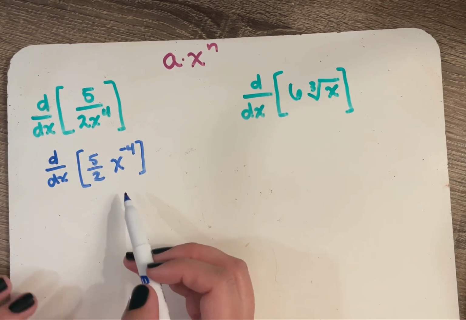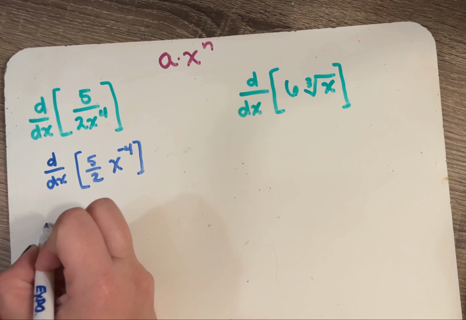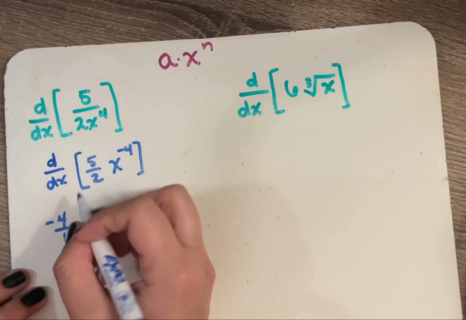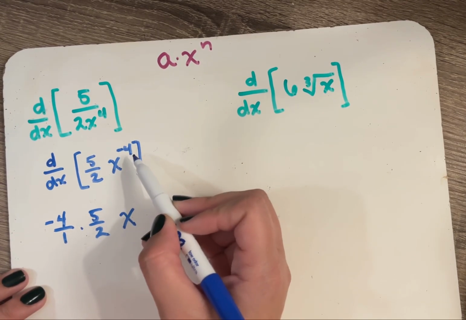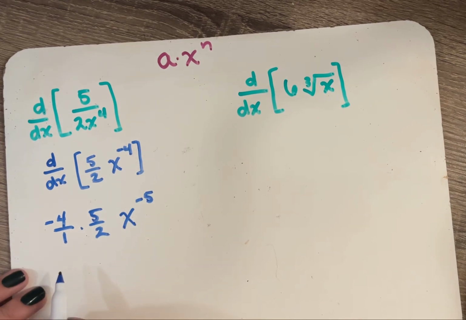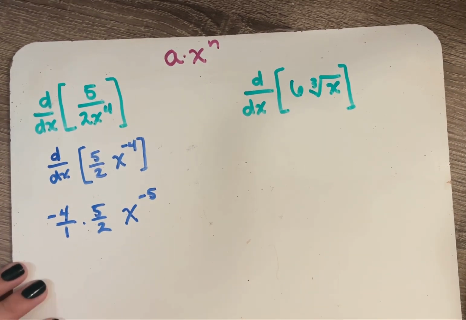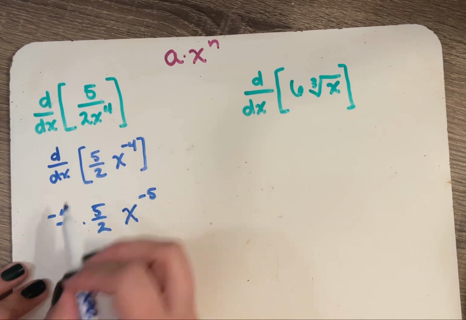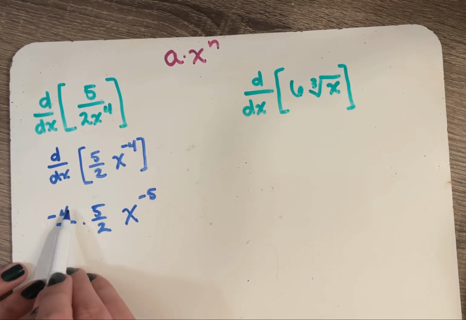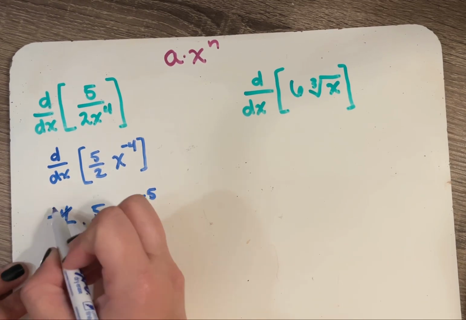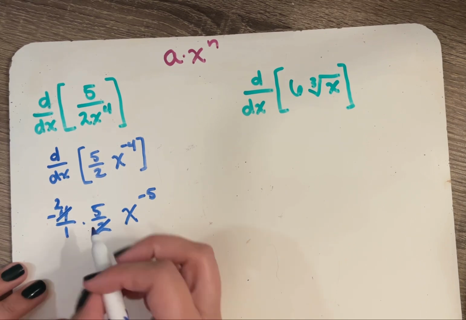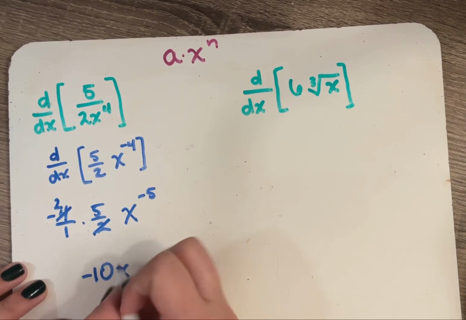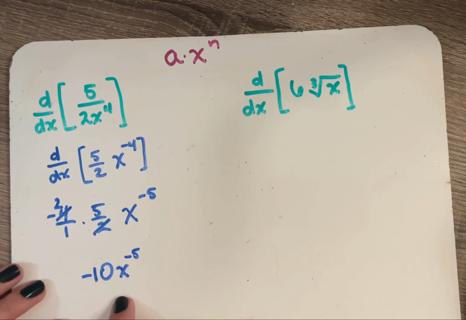So now I'm able to actually take the derivative. So -4 times 5/2, so I'm going to think about that as -4/1 times 5/2, and x is raised to the -4 minus 1, which is -5. So now I'm going to simplify here. Before I even go through and multiply, I can see 4 is a multiple of 2, so I can simplify this accordingly. 4/2 simplifies as 2/1. So 2 times 5 will give me -10/1, or just -10, x to the -5th.